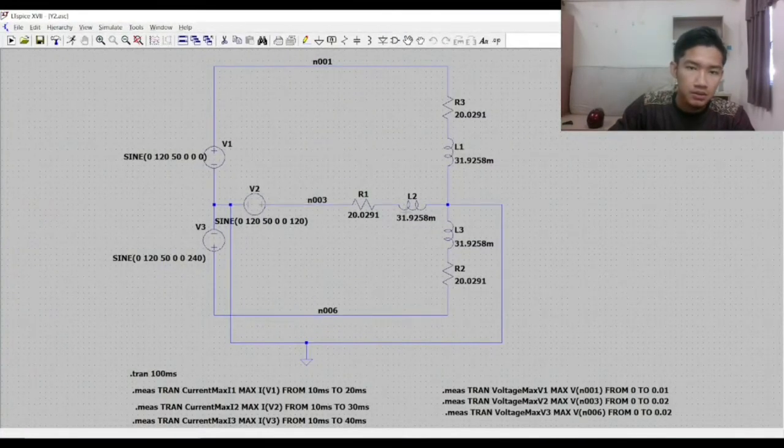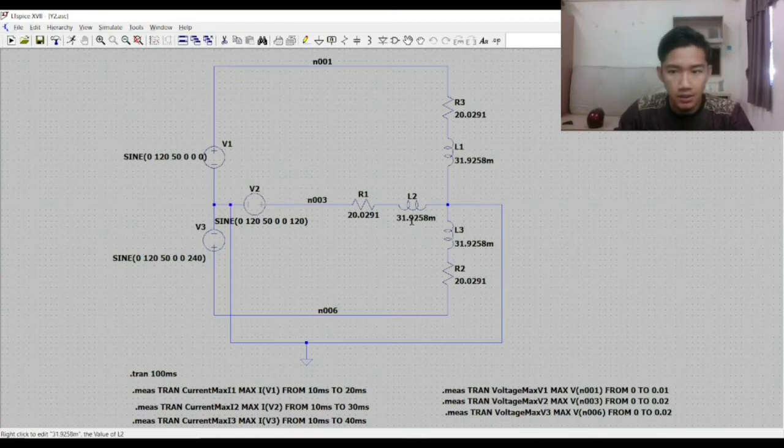Okay, this is the setting for our Y-Y connection. As we can see, the angle difference for all these three voltage sources is the same as the delta-delta connection, which is 120, and the impedance value is different from the delta-delta connection, but for these three phases it is all the same. For example, R1, R2 and R3 have the same value, and L1, L2 and L3 also have the same value. So the impedance value for these three phases is the same.